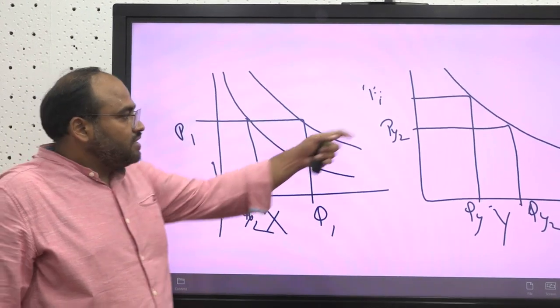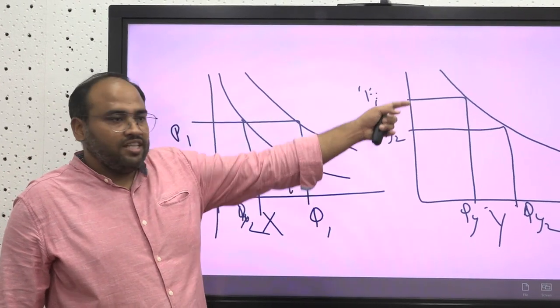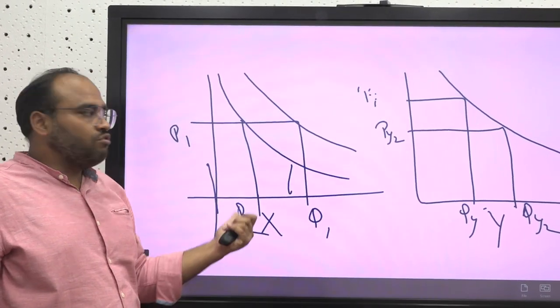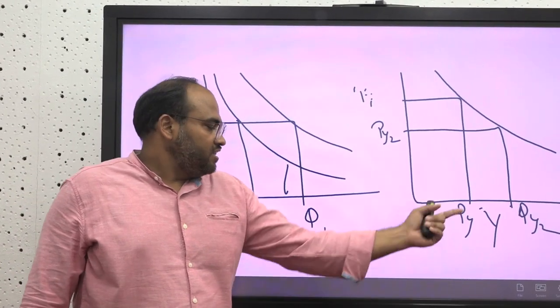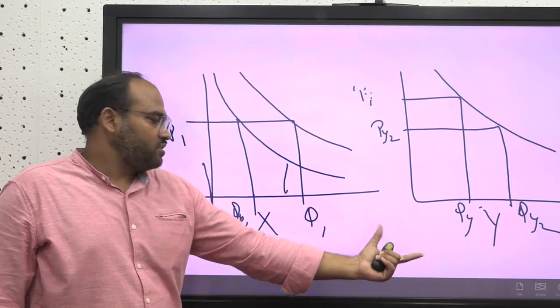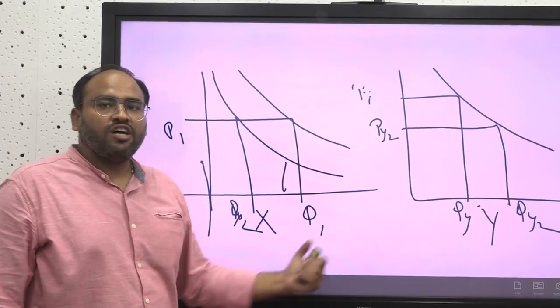Why did this happen? This happened because this price has been reduced, and this is a substituting good for commodity Y. Now, for another situation where these commodities, X and Y, are both complementary goods.